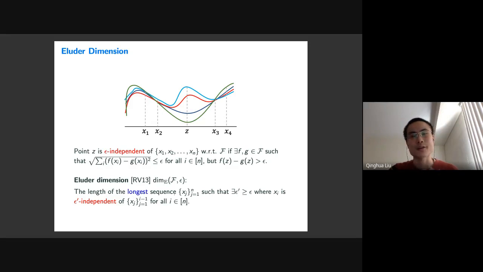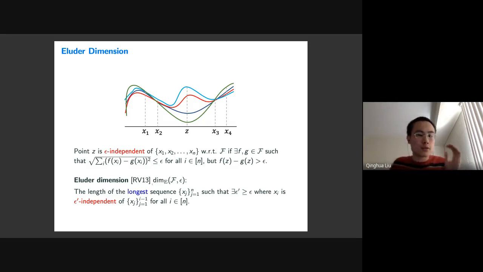Yeah, you might wonder why do we need this epsilon prime? Why can't we just use epsilon? So the reason for using it is to make sure this dimension is monotonic with respect to this epsilon. That's the reason why they introduced this epsilon prime in the original definition.